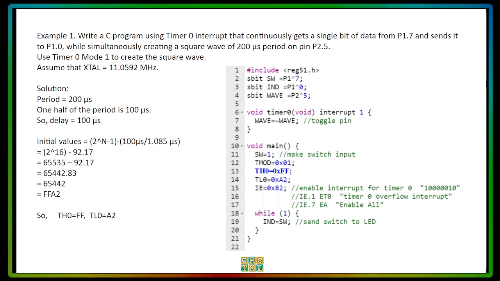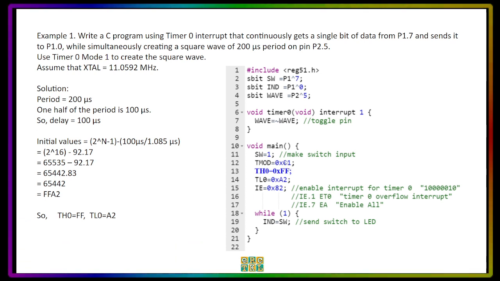But because port 1.7 or P17 or the SW will be used as an input port, we have to place here 1. Then we have the timer mode equals to 0x01. Remember that the first number here, 0, is not timer 0. It's mode 0. And the number here, 1, means mode 1. So in other words, the number 0 means mode 0 and the number 1 means mode 1.